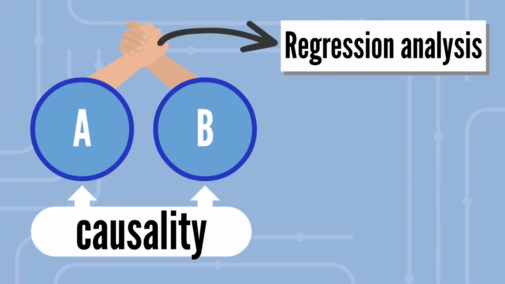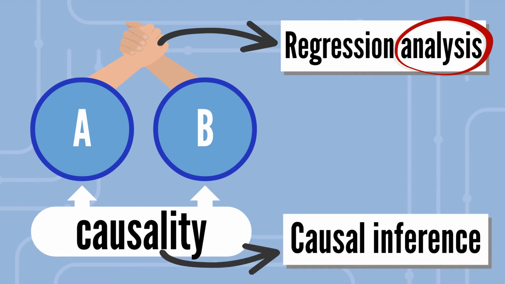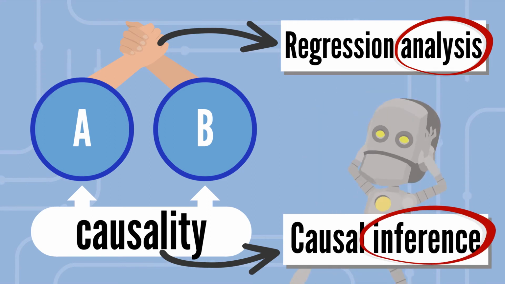Regression analysis, which observes the relationship between two sets of data, includes the term analysis, whereas causal inference, which analyzes causality, includes the term inference. This may be symbolic of the difficulty of grasping causality.